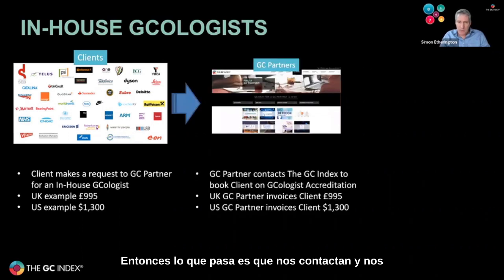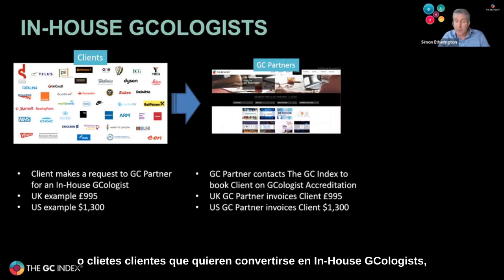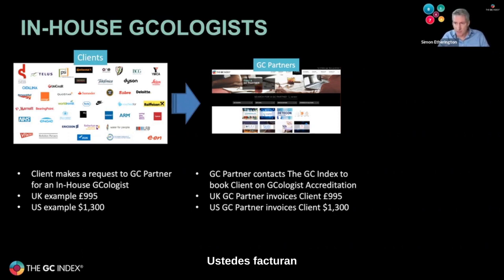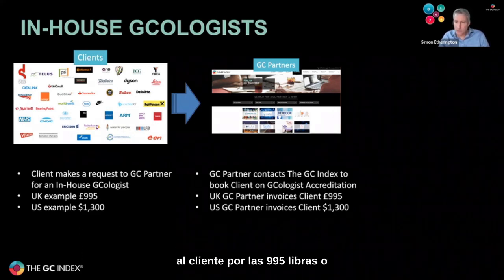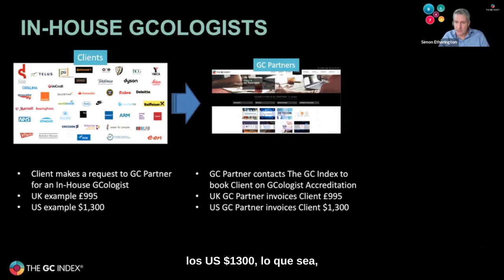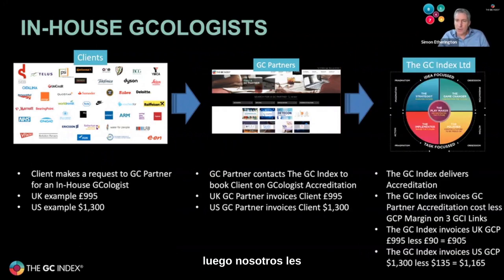Then what happens is that you contact us and you say, look, I've got these people inside my clients that want to become in-house GCologists, and we will book them on the courses for you, and we'll manage the whole process from there. So they've gone on. But you then invoice the client for the 995 or the 1,300, whatever it is that they're doing. And then what we do is we invoice you for a lower price.